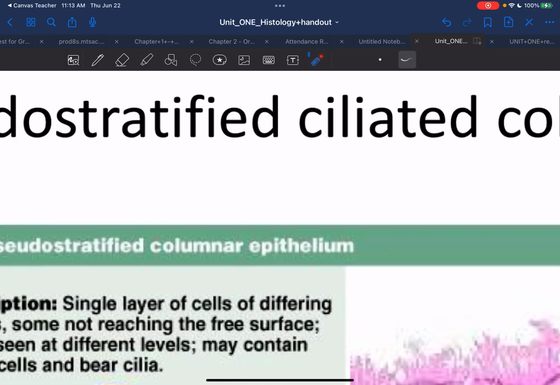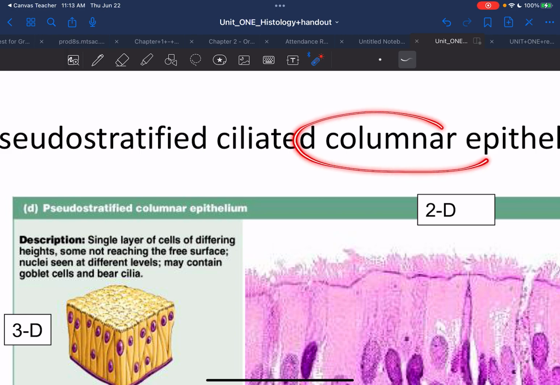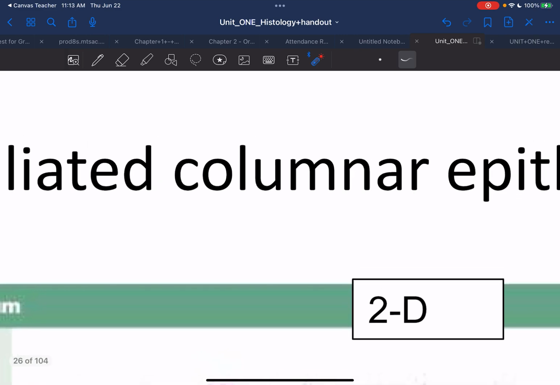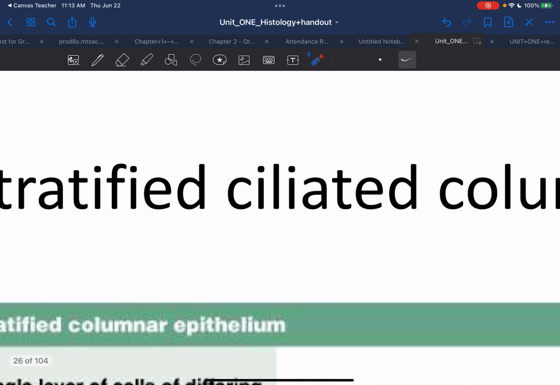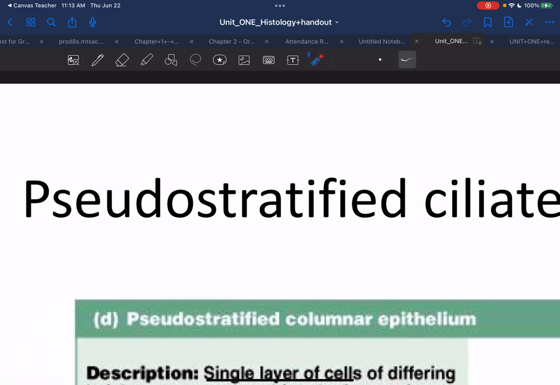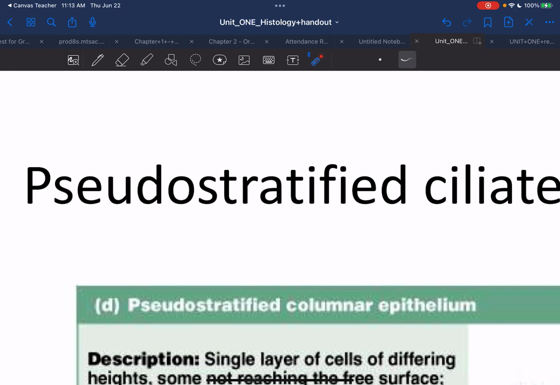And now this one is one that you haven't seen. We see columnar, right? What's the shape of a columnar cell? Rectangular. And this word, are they going to be in a single layer or are they going to be stacked? So they're going to be stacked because we see what keyword? Stratified.